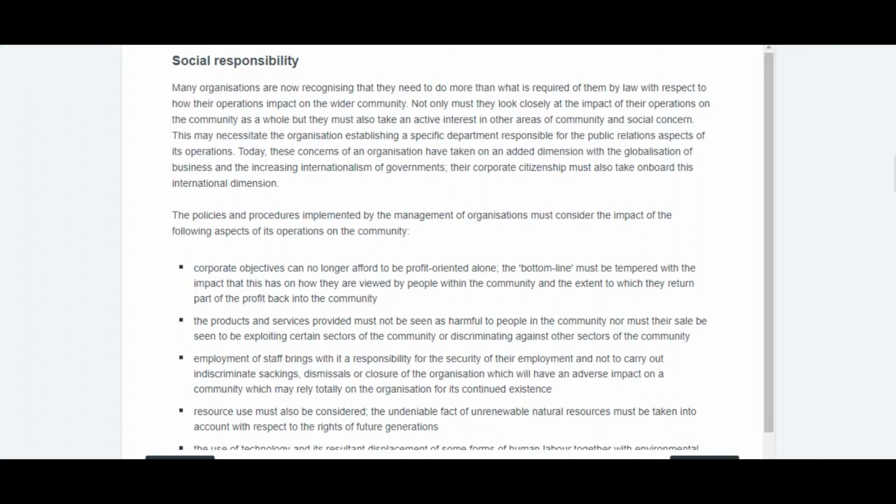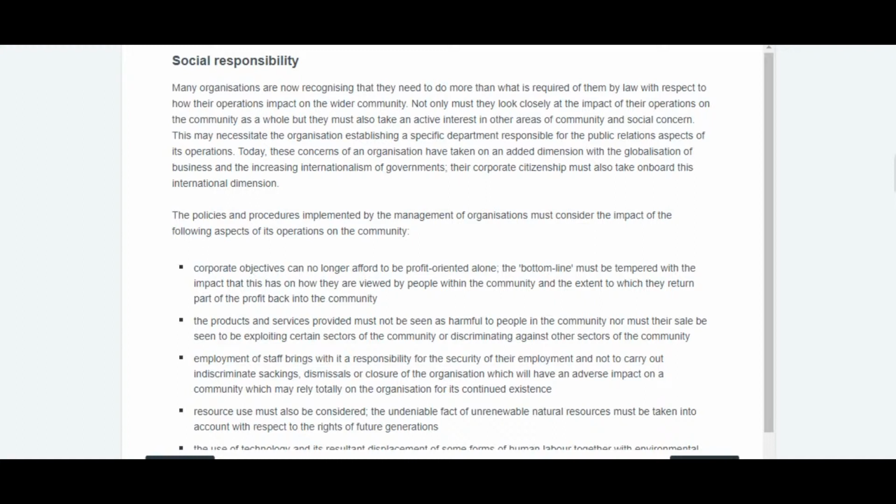Today, these concerns of an organization take an added dimension with the globalization of business and an increasing internationalism of the government. Their corporate citizenship must also take on board their international dimension. The policies and procedures implemented by the management of the organizations must consider the impact of the following aspects of its operation on the community. Corporate objectives can no longer afford to be profit oriented alone.